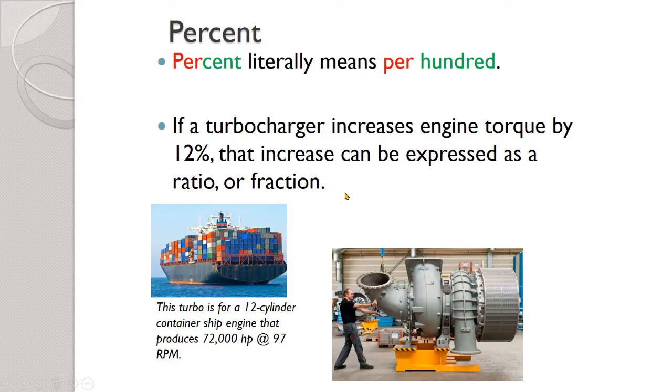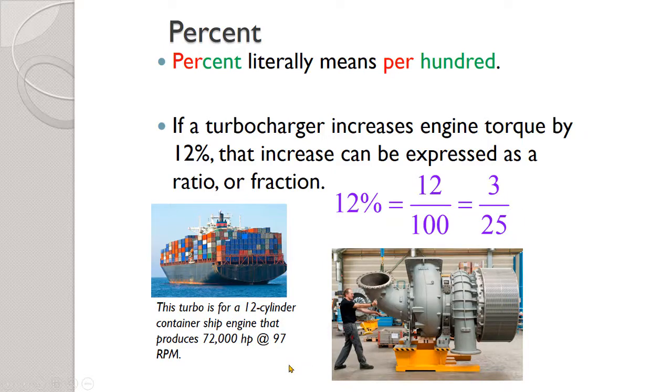So when you hear the statistic that a turbocharger increases a certain engine's torque by 12%, then you can say that as a ratio or as a fraction. So that means that 12% literally means 12 out of every 100, or if you reduce that down and treat it like a fraction, it means that you gain 3 foot-pounds of torque for every 25 the engine was already making. That's a 3 out of 25 increase.